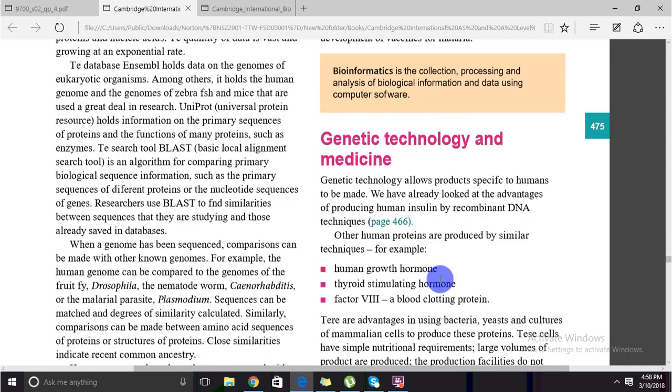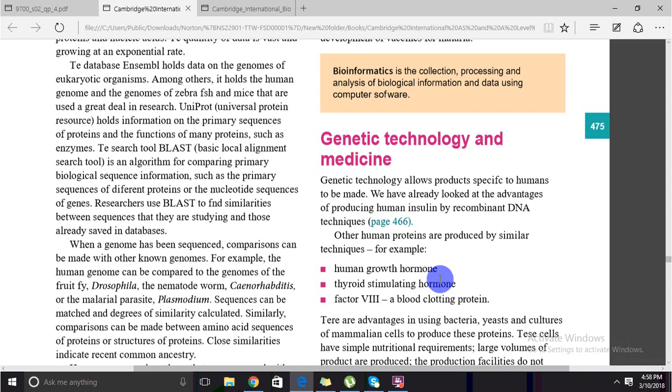So we know genetic technology allows products that are specific to humans to be made. So previously, while we had to extract insulin from the animals, now we can make insulin that is specific to human beings and therefore likely to be more effective.